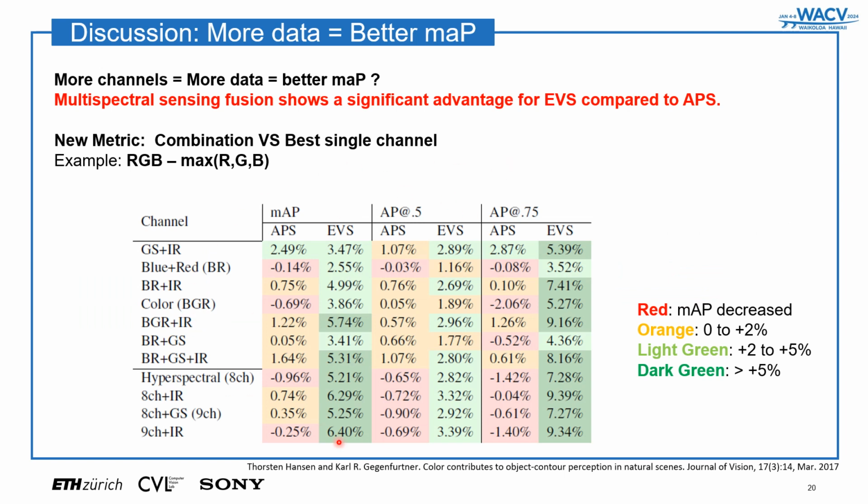In this table, we show the gain in performance of the different multispectral combinations against their best single channel. Just from the colors, it is obvious that EVS really benefits from multispectral data, especially for the strict AP75 metric, with a maximum of 9% improvement. Why is that? We think that it's because regular images are dense and structured, while event-based data is not. So it benefits more from the redundancy in the channels. It could also be because EVS captures contours or edges, which are known to better benefit from color.